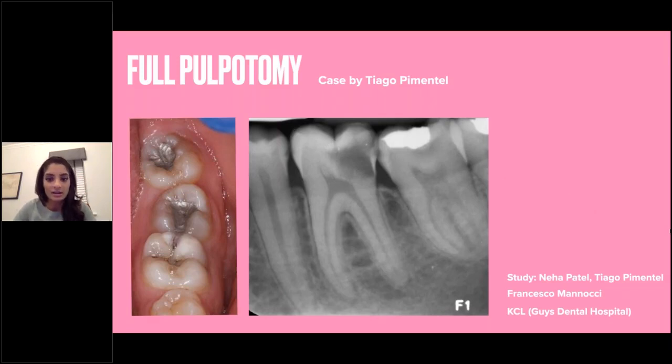The case is actually part of a clinical study that's occurring at Guy's Hospital at the moment under Professor Minocci, who heads the department. And Neha and Tiago are doing their PhD research on this sort of topic. So I'm just going to walk you through this procedure.